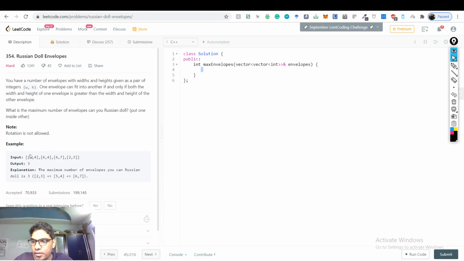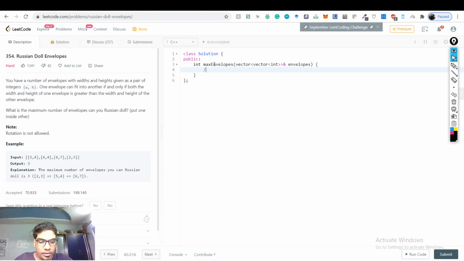But let's look at this problem. So the input is 5 4, 6 4, 6 7, 2 3. The maximum number of envelopes you can Russian doll is 3. So you can put the 2 3 into the 5 4. You see 2 is smaller than 5 and 3 is also smaller than 4, right? Also 5 4 can go into 6 7 because 5 is smaller than 6 and 4 is smaller than 7, right?